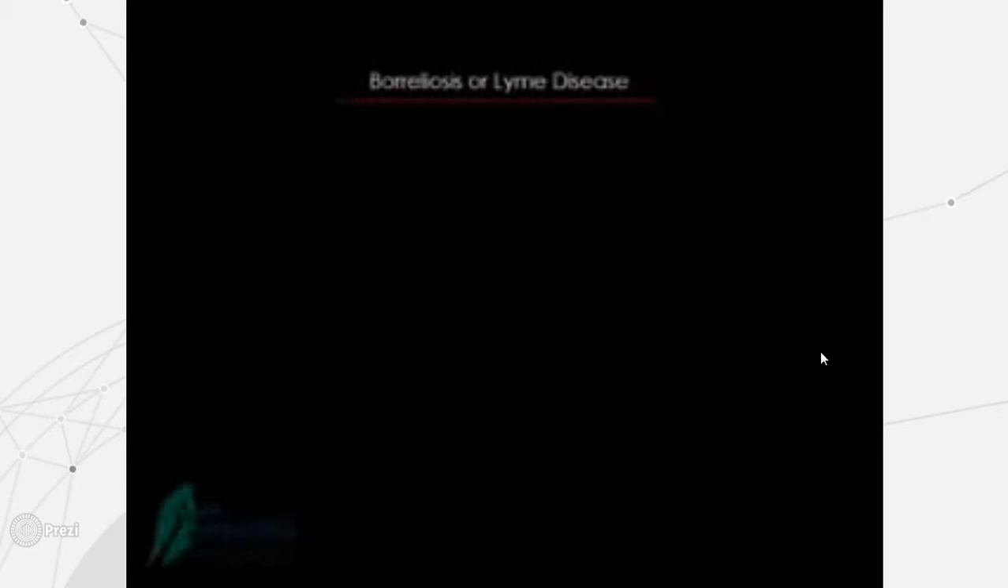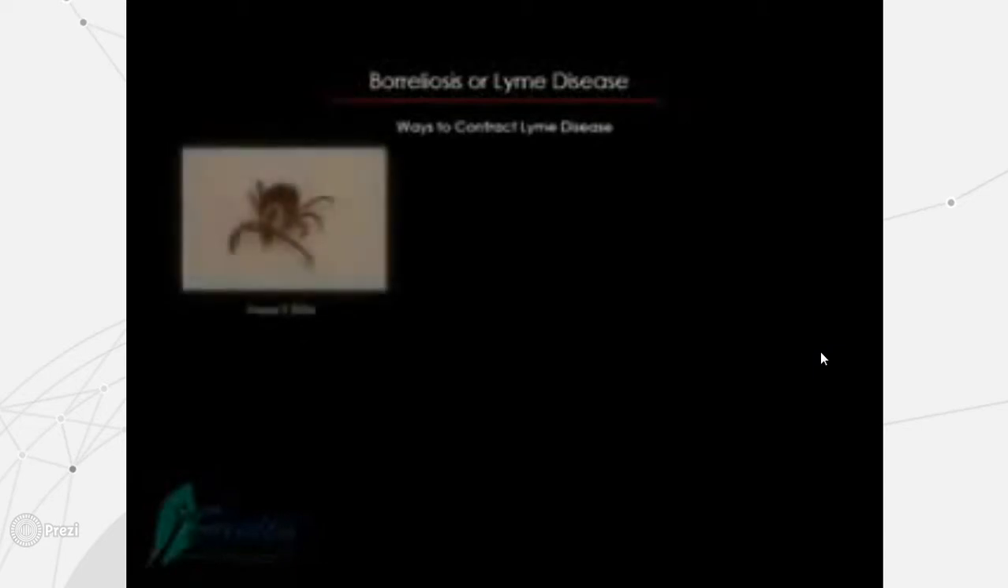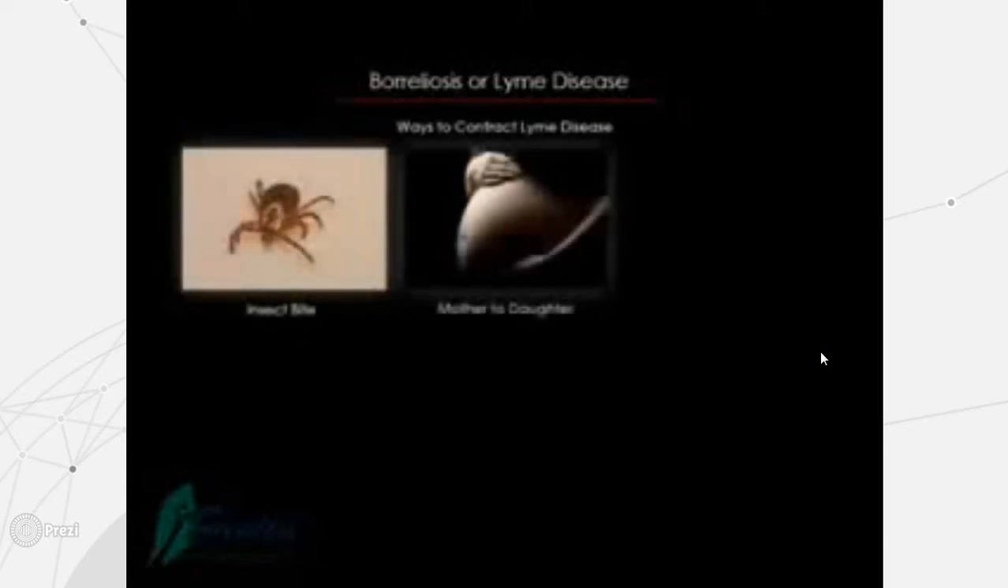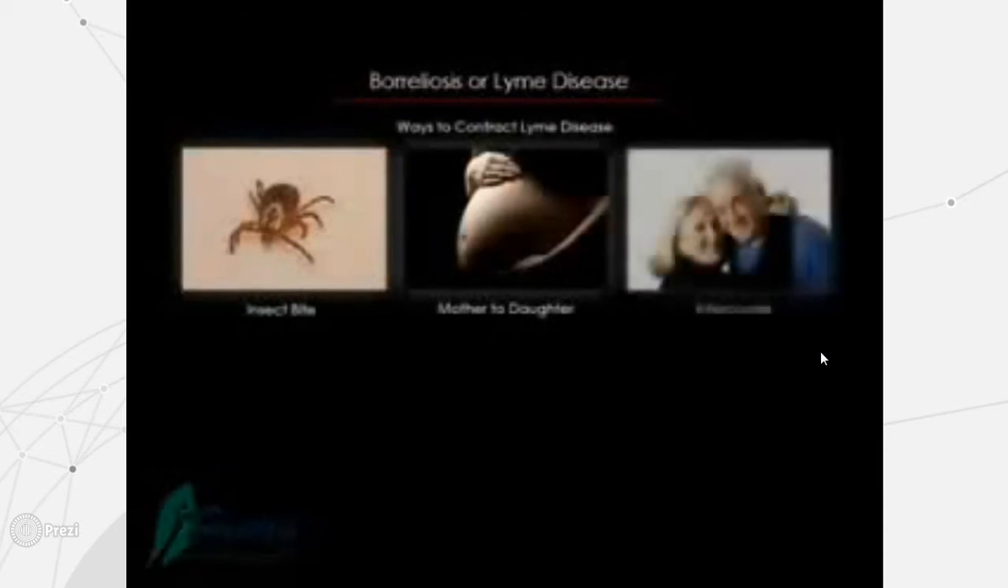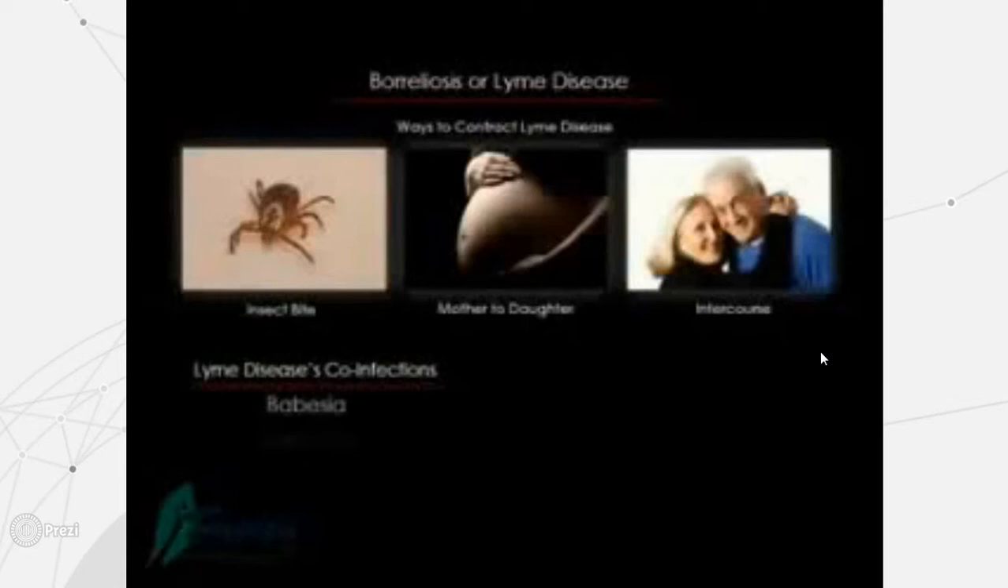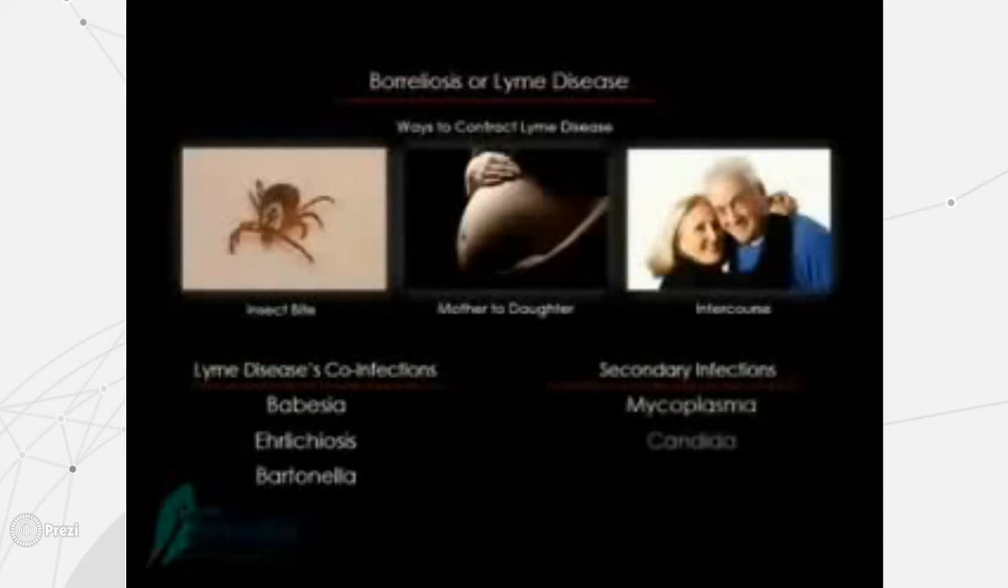Three possible ways for Lyme disease to be transmitted. Number one, by the bite of an insect or tick that transfers blood. Two, in a pregnant woman, from the mother to the fetus via the placenta. And three, sexually transmitted. Lyme also contains co-infections such as Babesia, Ehrlichia, Bartonella, and secondary infections such as Mycoplasma, Candida, and viruses such as HHV6, cytomegalovirus, and Epstein-Barr.